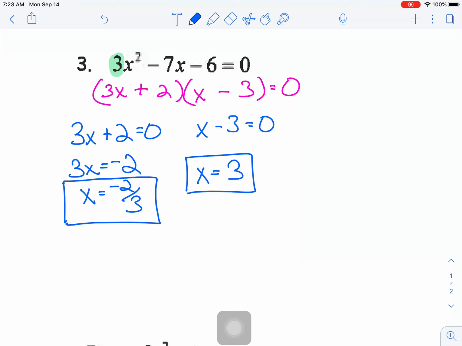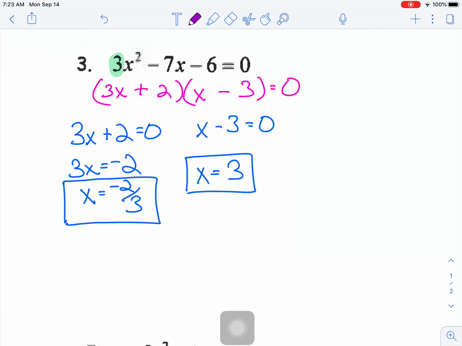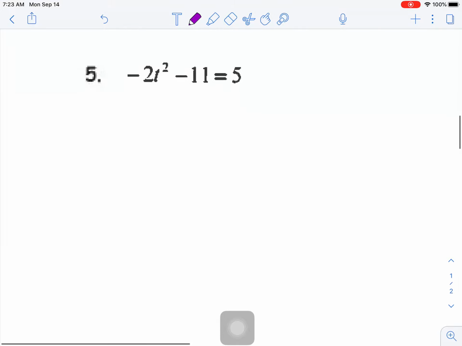So two answers here. x is equal to -2/3. Again, please leave the fraction. And then x is equal to +3. The only thing that you might have to do with fractions every once in a while is reduce them if you need to, okay? So that's problem number 3, all said and done. Let's go ahead and scroll on down and see what number 5 has to offer us.